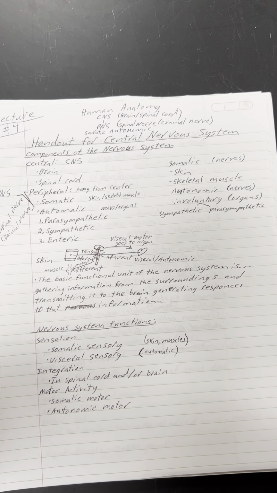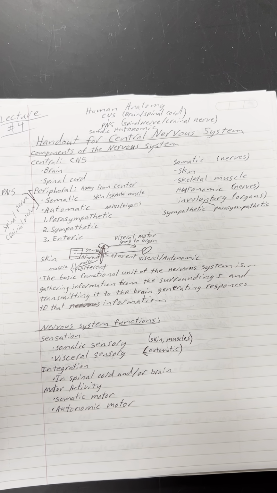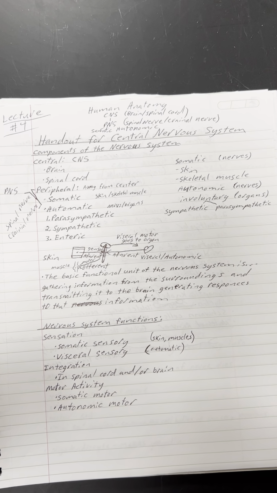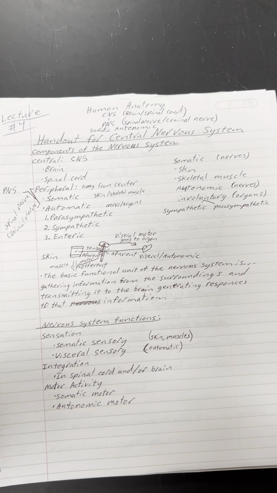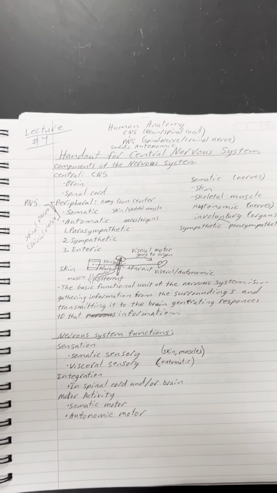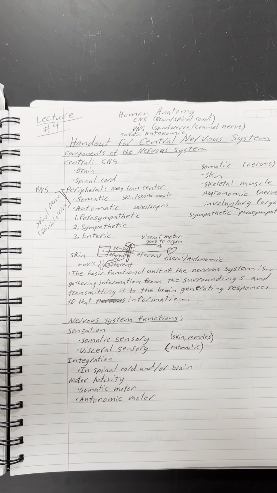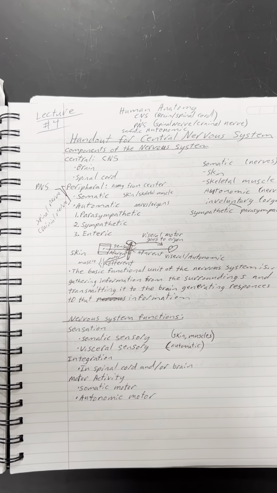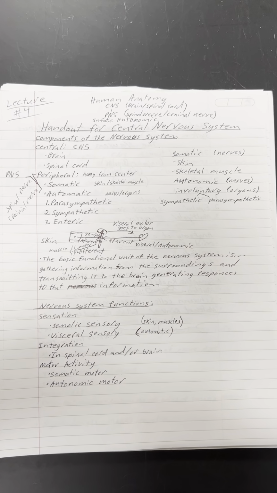Autonomic, somatic, peripheral. Autonomic has parasympathetic and sympathetic, and enteric. Sympathetic is like your adrenaline rush, and then parasympathetic is kind of your natural movements that you don't notice, your automatic ones.